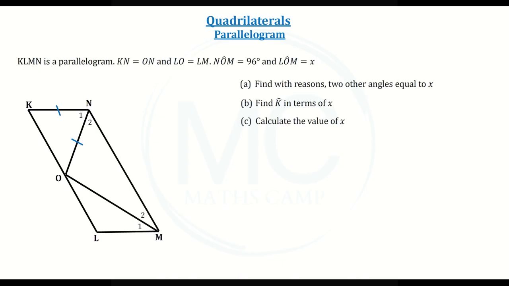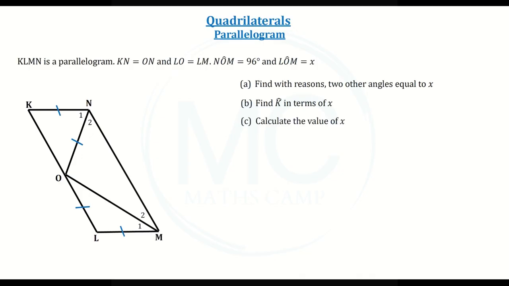The question also tells us that LO is equal to LM, but LM and KN are opposite sides of the parallelogram KLMN, and we know that opposite sides are equal, which means that LM is the same length as KN. So let's put a small blue line on LM as well. LO is equal to LM, so we can put a small blue line on LO. All four of these lines are equal in length.